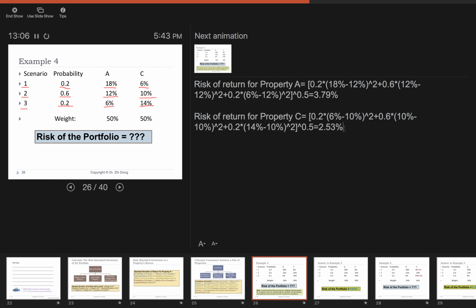So after completing this process, you will understand how to calculate the risk of return for an individual property. And for my next tutorial, I will introduce an important concept, covariance. And this concept will be used in the calculation of the risk of an investment portfolio.